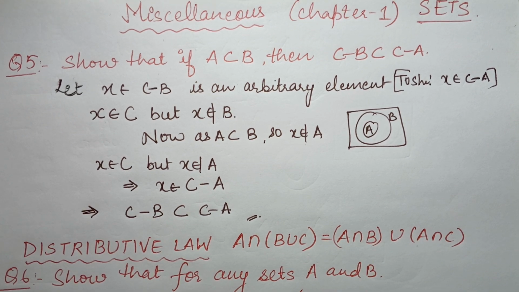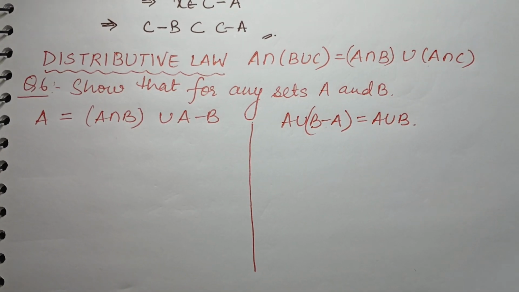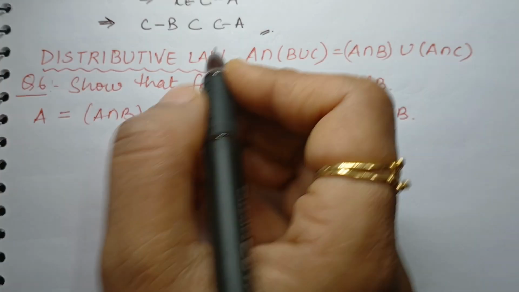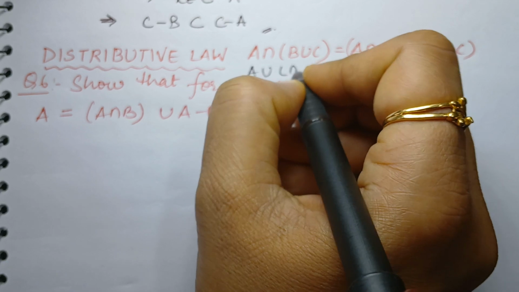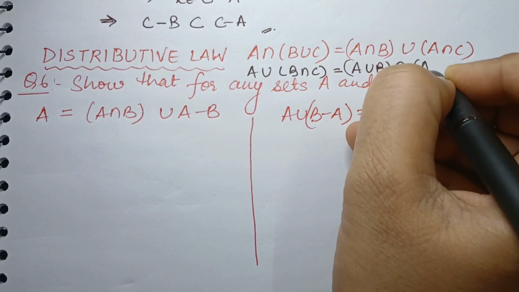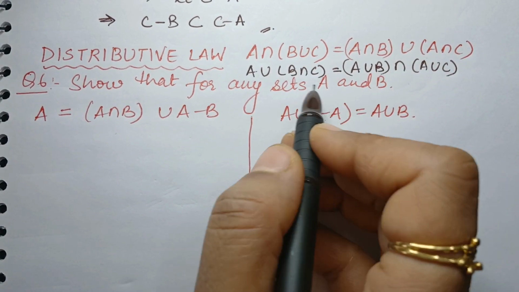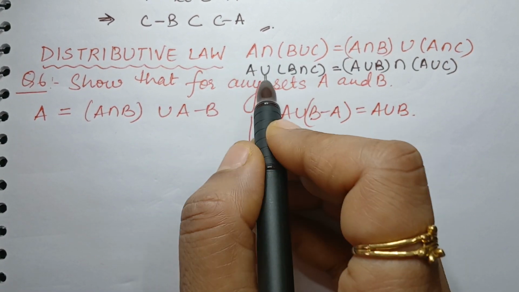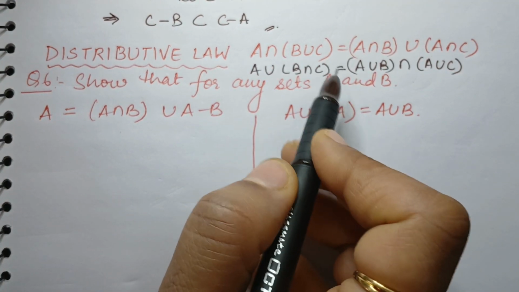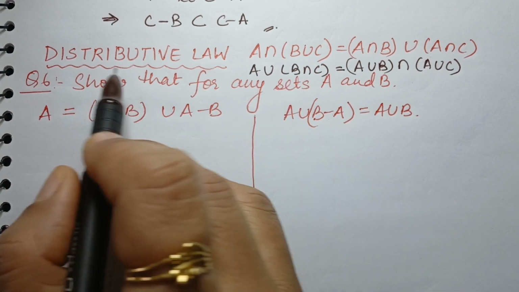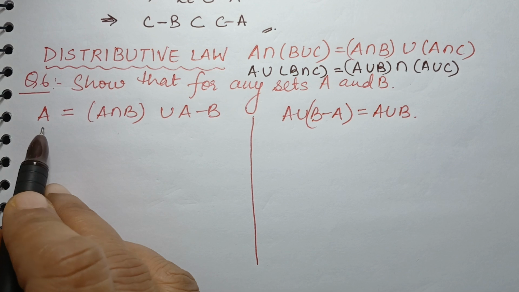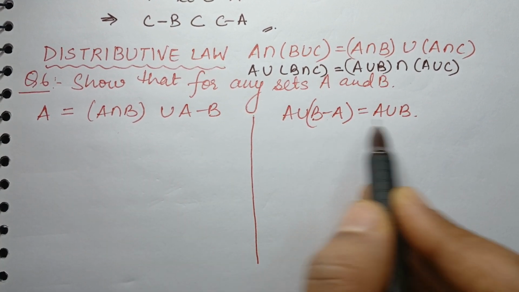Now, question number 6. We have to apply the distributive law of sets, which is A intersection B union C, like this. Similarly, this distributive law is applicable for A union B intersection A union C, like this. Intersection is distributive over union and union is distributive over intersection. So this question we are going to prove with these laws of sets. In question number 6, I have to prove that this set is equal to this set and this set is equal to this set.